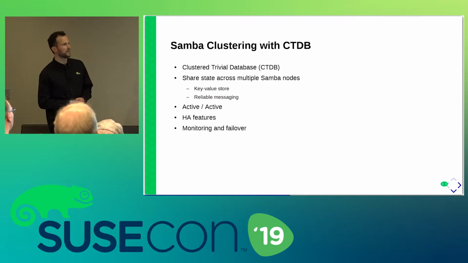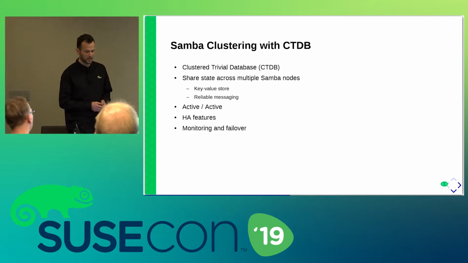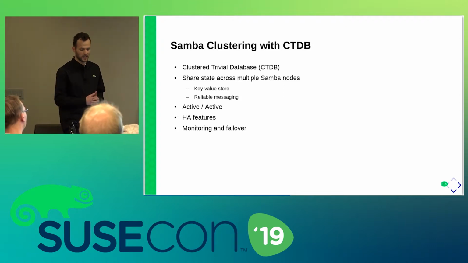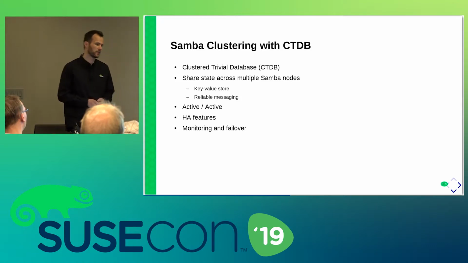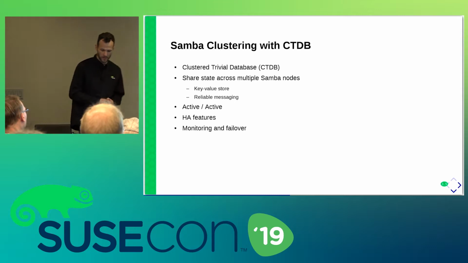In the clustered case, for this state storage as well as other things like reliable messaging, we have CTDB. CTDB is, I guess you could say, an evolution of this standalone TDB database, in that it gives us, to some degree, scale out, clustered Samba serving. It has some HA features in there too, so it can do things like IP failover and also ensure that specific services within your cluster are up and running.